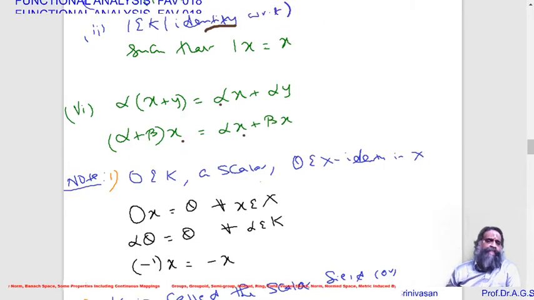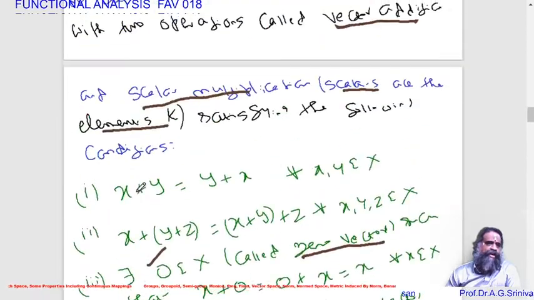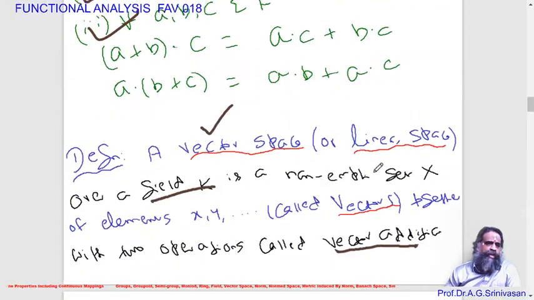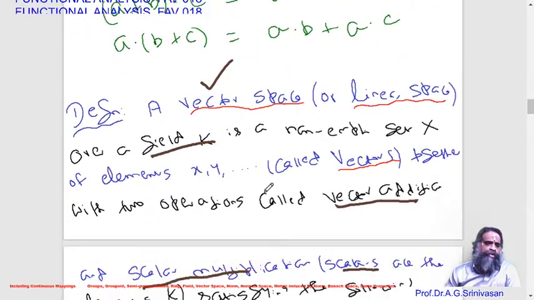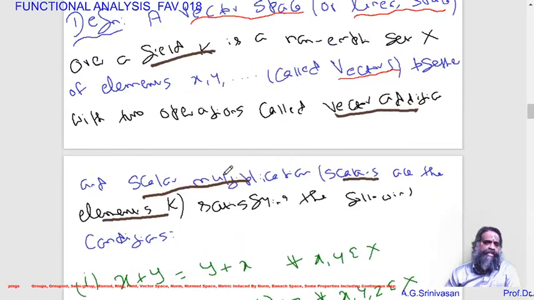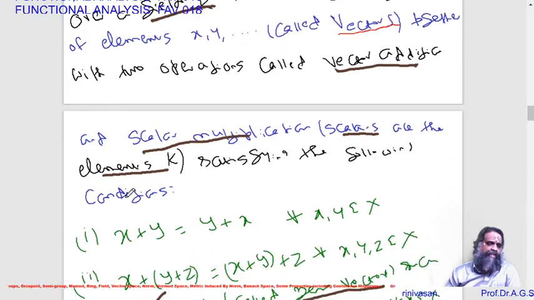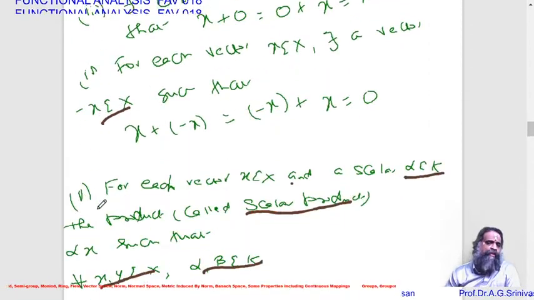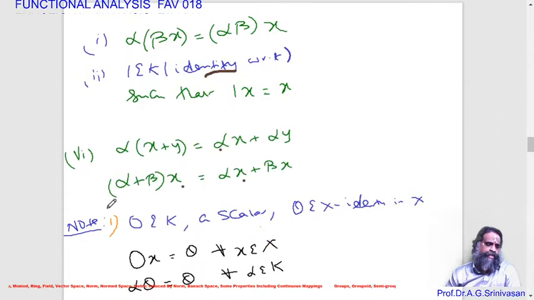So any vector space will satisfy the six axioms. One, you require a non-empty set. Two, you require a field. And you require two operations called vector addition and scalar multiplication, satisfying the 1, 2, 3, 4, 5 and 6 axioms.